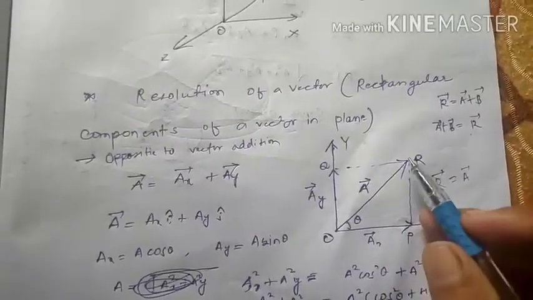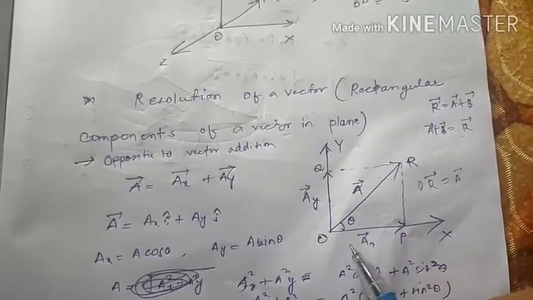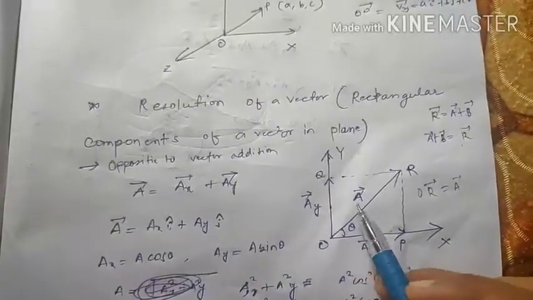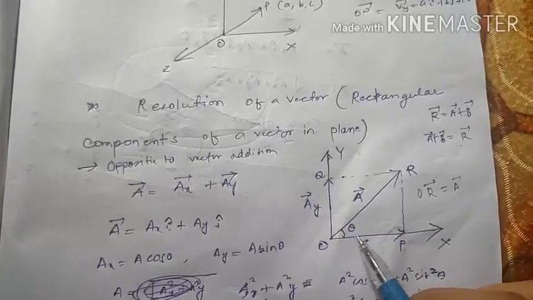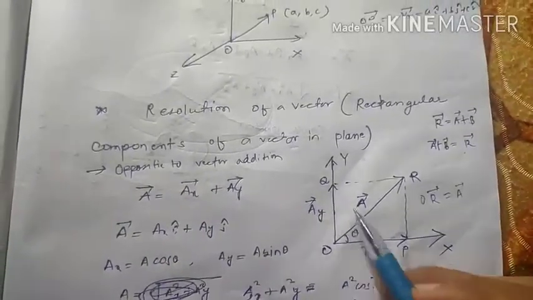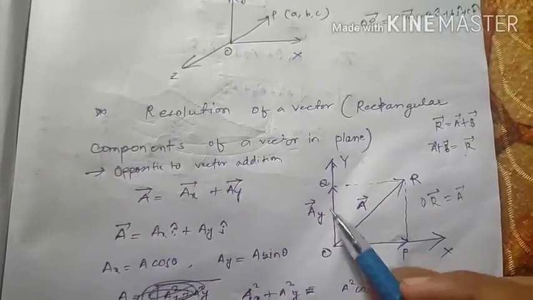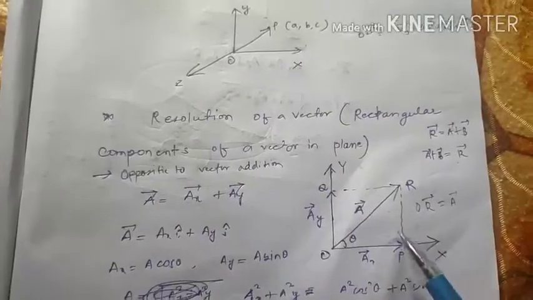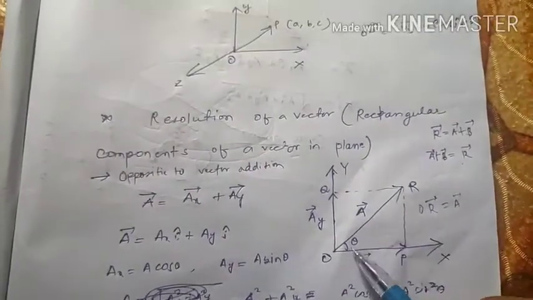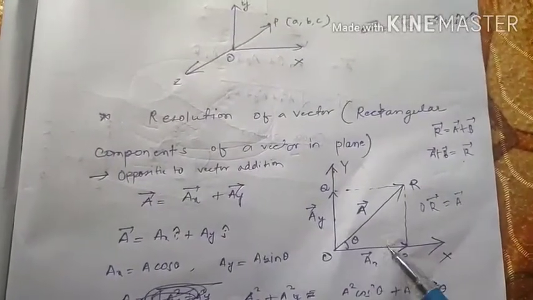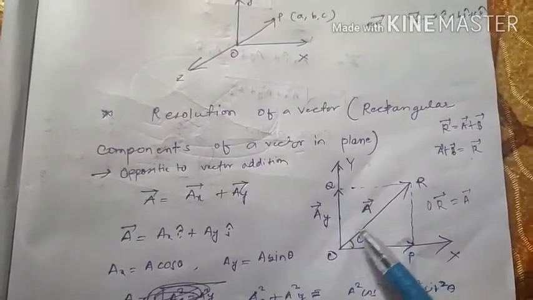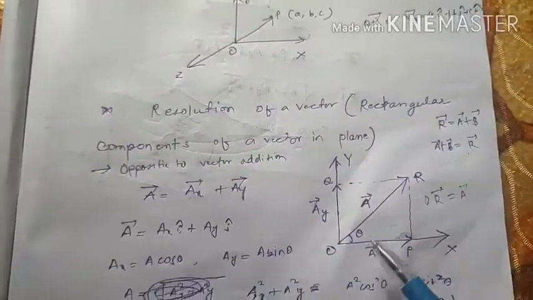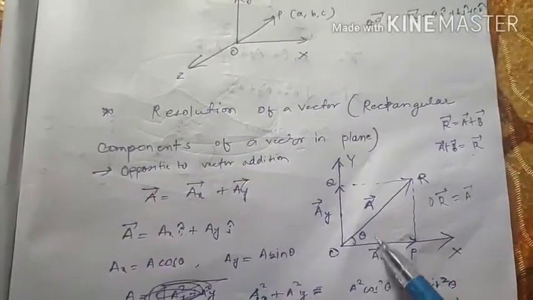Now this vector can be resolved into two components, ax and ay. We draw ax along the x-axis and ay along the y-axis. This is the length of ax, this is the length of ay, and vector a makes an angle theta with the vector ax. So we are resolving this vector a into two components, ax and ay. This is what is called resolution of a vector. We can always resolve any vector into two components in a plane.